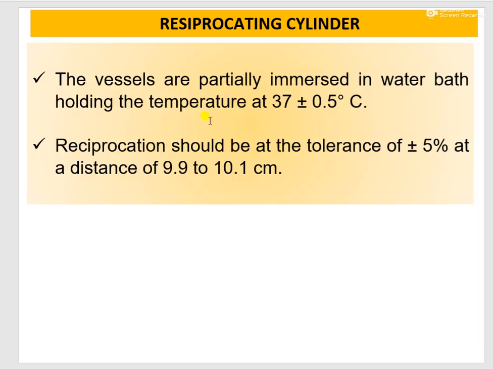The vessels are partially immersed in a water bath, and water bath temperature is maintained at 37 degree plus or minus 0.5 degree centigrade. Reciprocation should be at the tolerance of 5% at the distance of 9.9 to 10.1 centimeter. Means the distance for reciprocation of the cylinder should range from 9.9 to 10.1 centimeter.